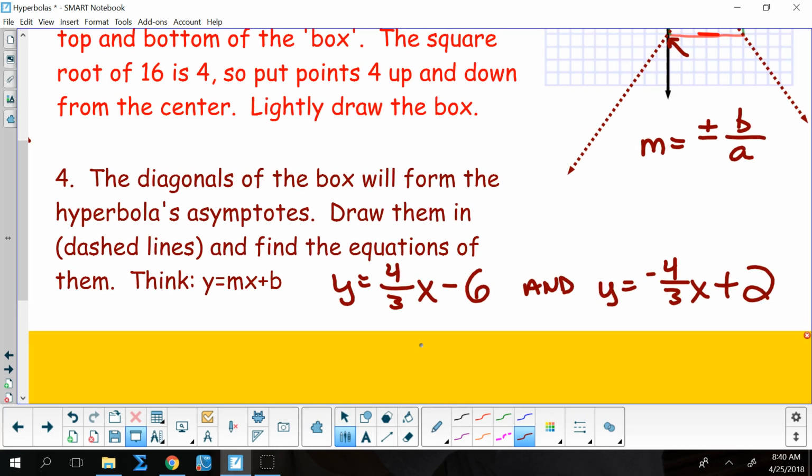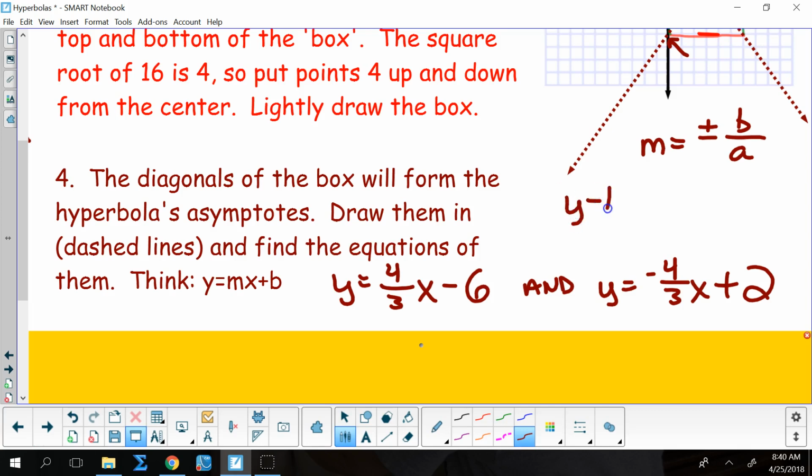Now, you may be saying to yourself, what happens if the sides of my box or my center are not on the y-axis? Then what do I do? If there could only be a shortcut. Well, there is.